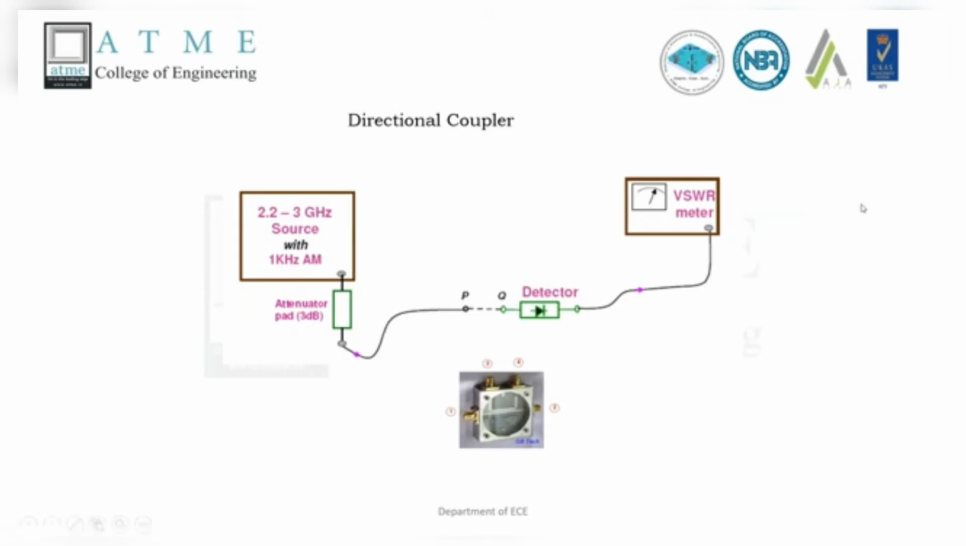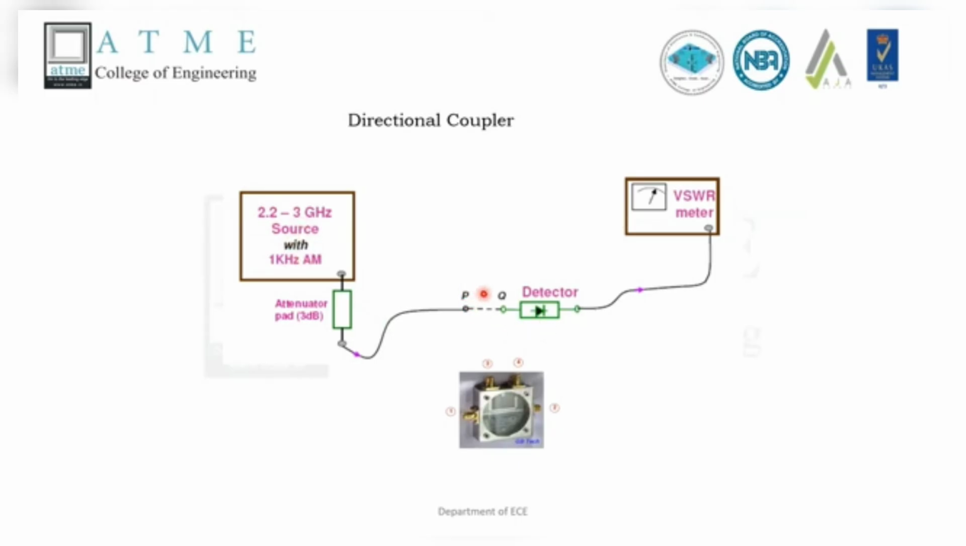Then we start increasing the frequency of the source in steps of 0.1 gigahertz, say from 2 to 3 gigahertz. So we have to note down the corresponding readings from the VSWR meter. So you can see over here, in this meter we have to note down the corresponding coupling readings. Here two things we have to measure. One is the coupling characteristic and another one is the isolation characteristic.